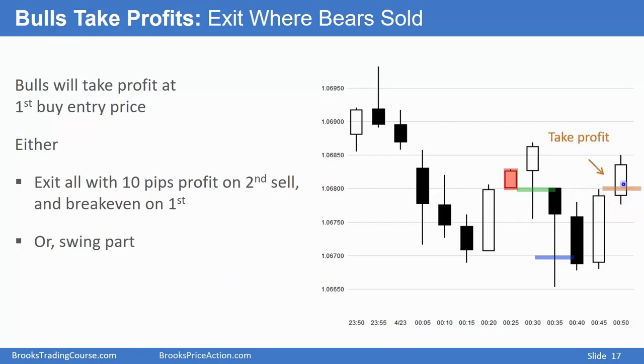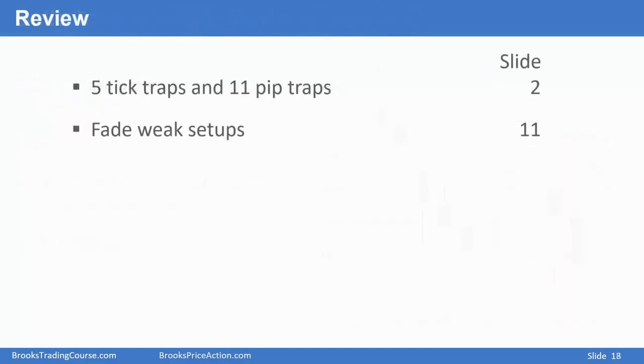So that's a profit-taking area. If traders think the context is good enough for a swing up, they might swing part. But in general, with small bars, prominent tails, and a small range, traders are scalping. In this video, I talked about 5 tick traps and 11 pip traps, where the market goes almost far enough for a scalp and then reverses. And finally, I talked about fading weak setups.